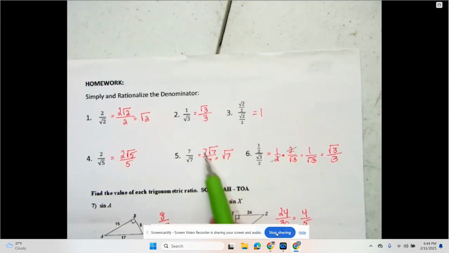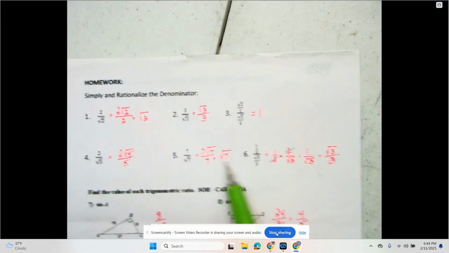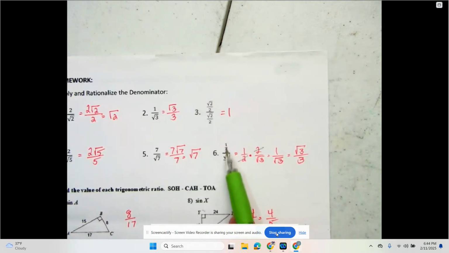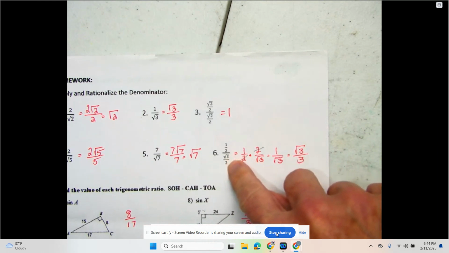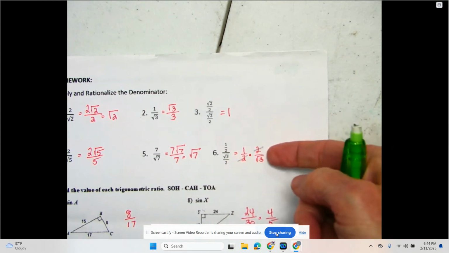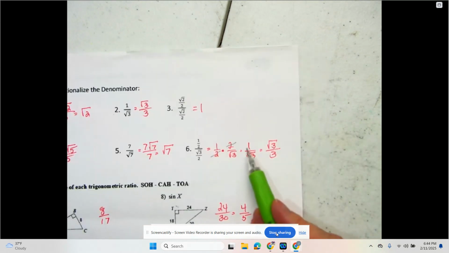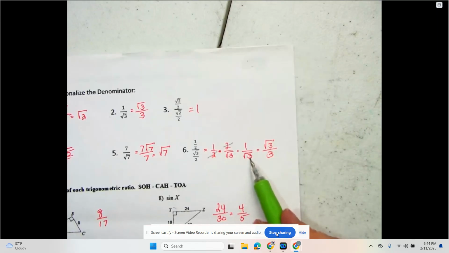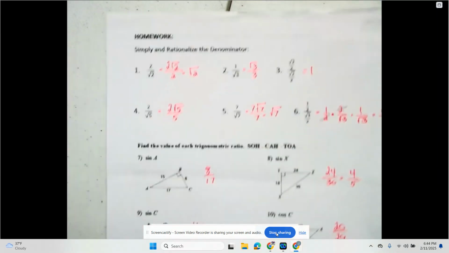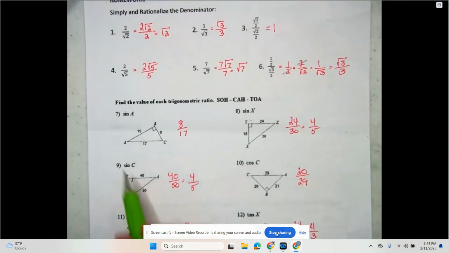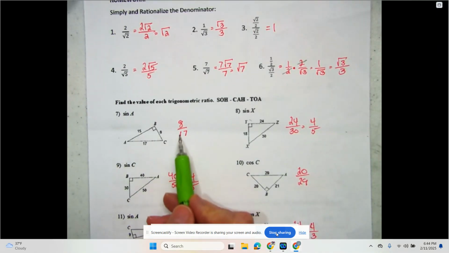But your 7's reduce away and you just get square root of 7. You do not divide fractions, you multiply by the reciprocal. So I'm going to flip this square root of 3 over 2 to 2 over square root of 3. Your 2's reduce away. You get 1 over the square root of 3, which rationalizes to square root of 3 over 3.